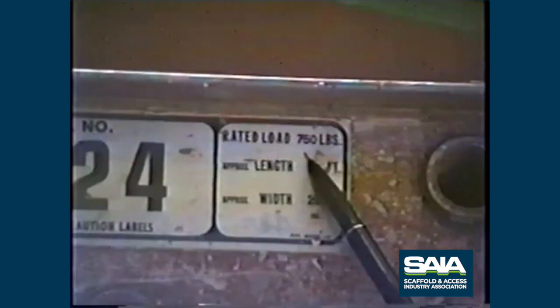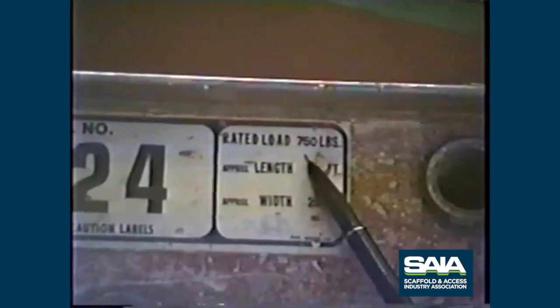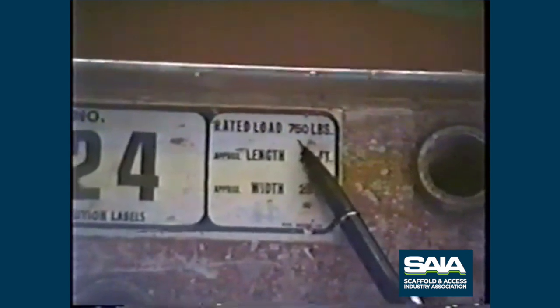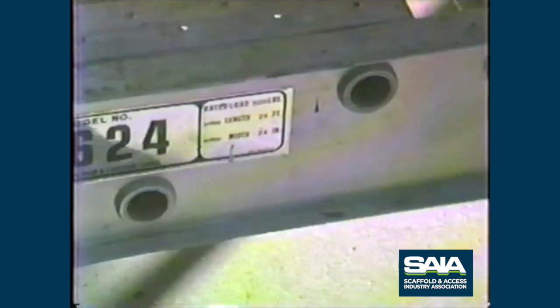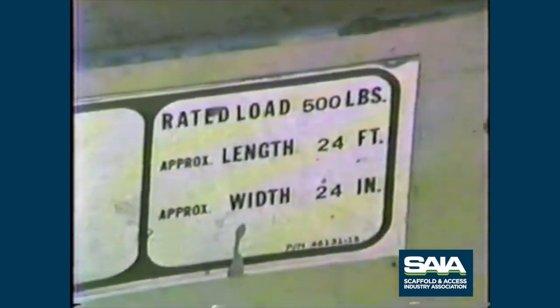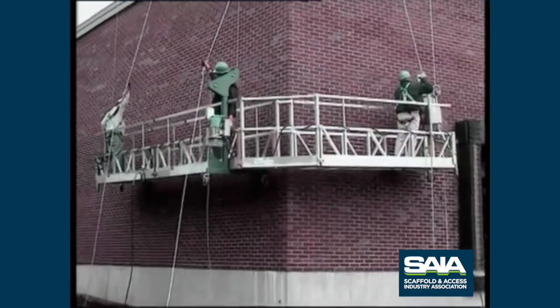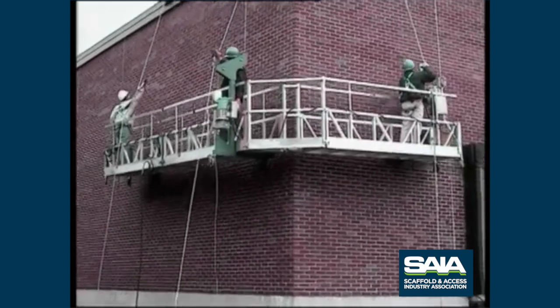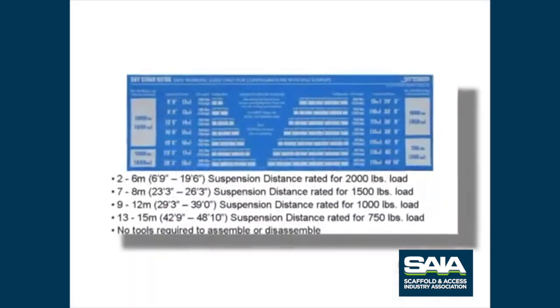Remember, a fabricated fixed-length platform rated for 3 persons is designed to carry no more than 750 pounds. A fabricated fixed-length platform rated for 2 persons can carry only 500 pounds. Modular platforms have rated loads that change with length. Refer to the manufacturer's manual. Check the rating of the platform.